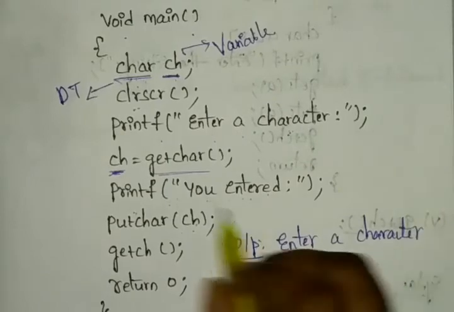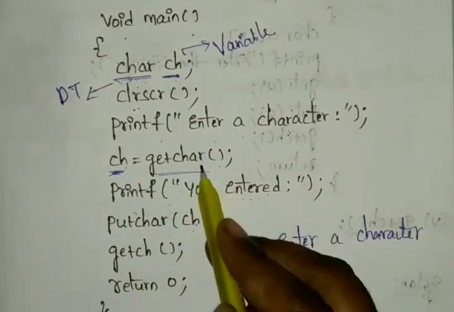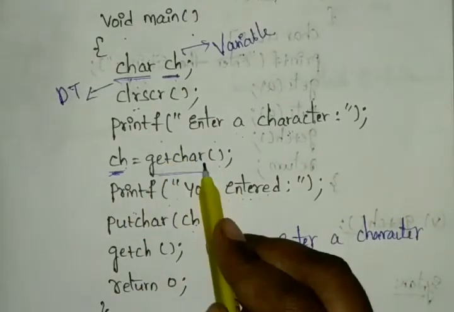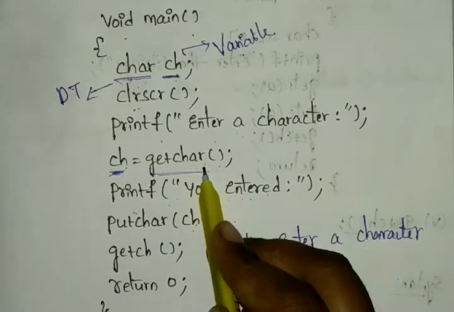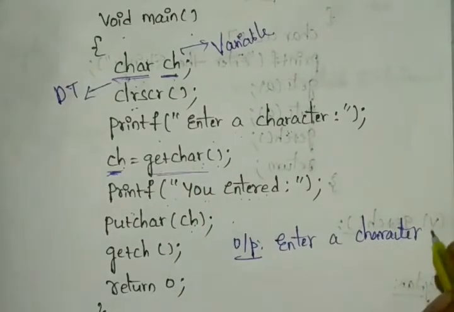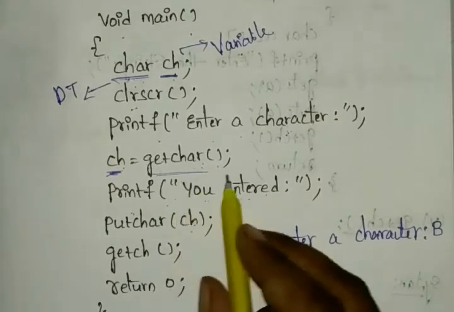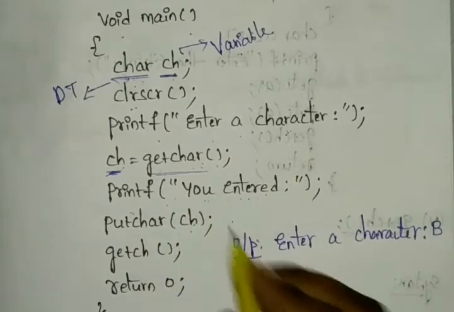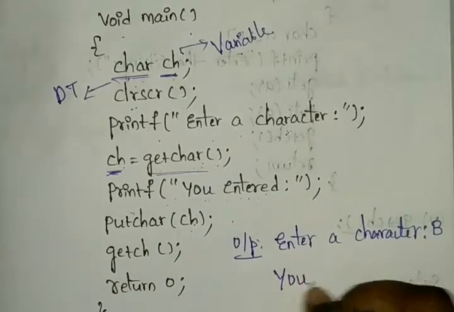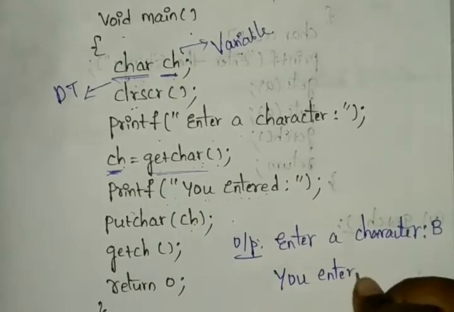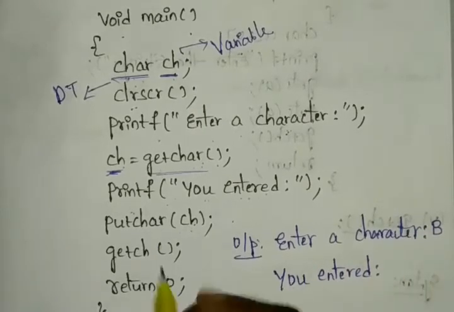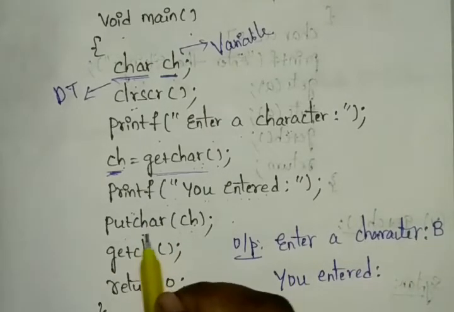Okay, so in this ch equal to getchar is the getchar function we wrote here. Once the user enters the character, here I am entering the character B. After entering that, the printf prints what you entered.